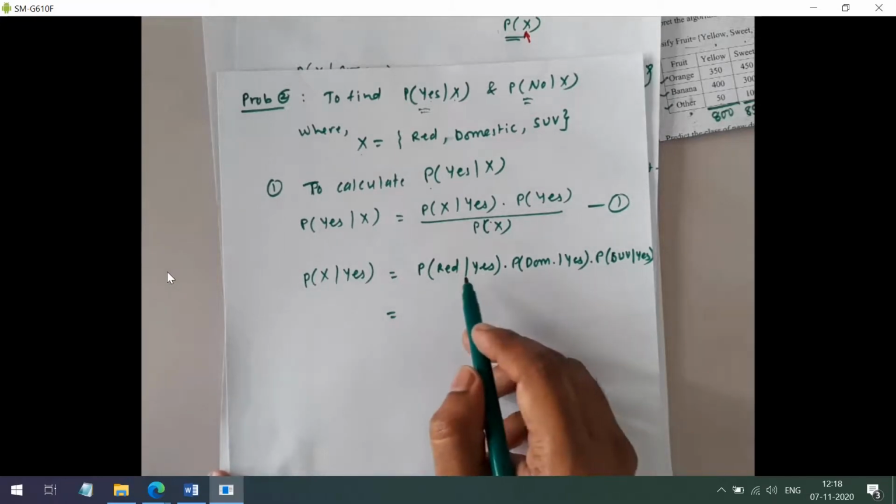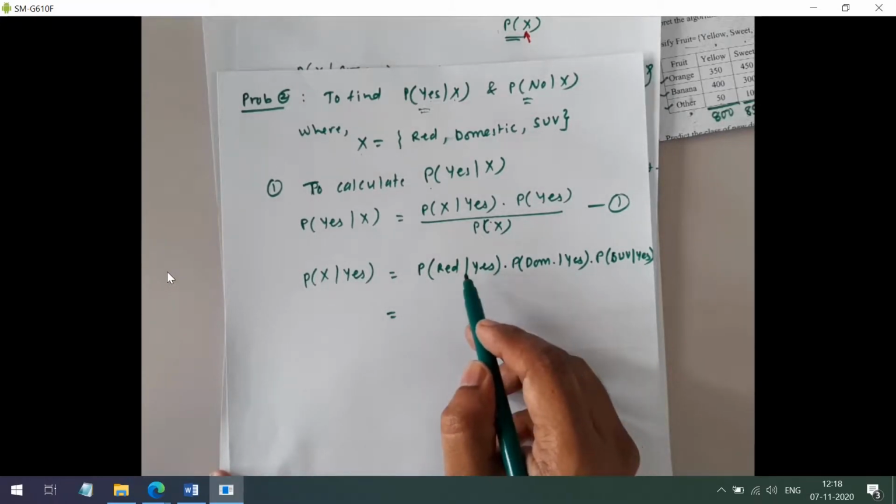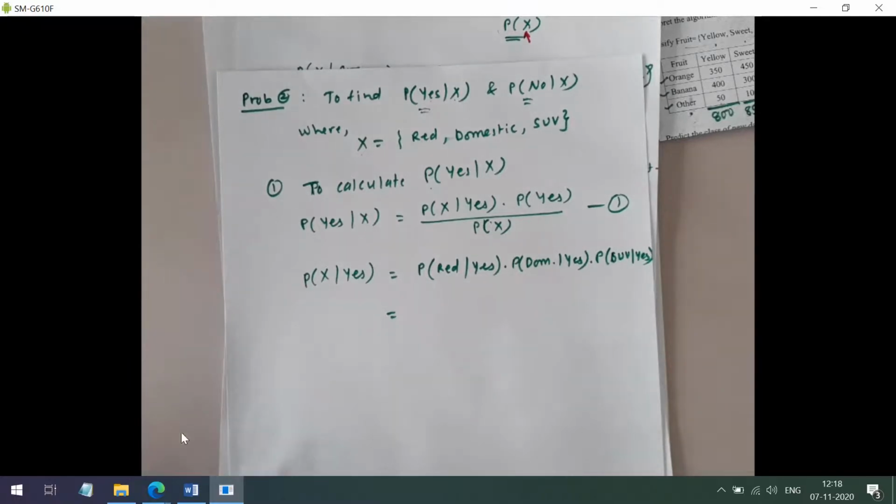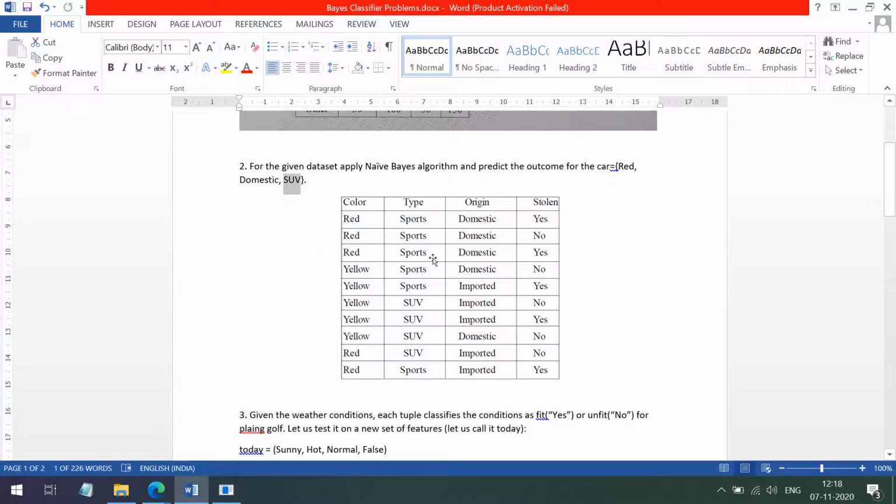So how many yes are there, where we have red? That we will calculate now. How many reds are there with yes? Here we have yes and red: 1, 2, 3. Out of how many yes are there? 1, 2, 3, 4, 5. So out of 5, we have red in the color column. This is how we calculate this value.